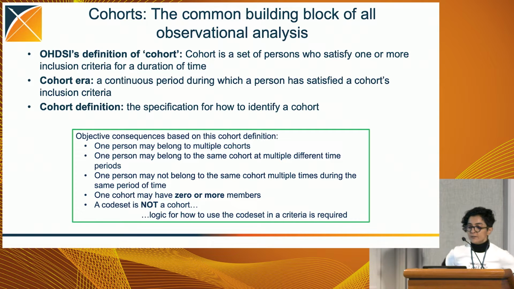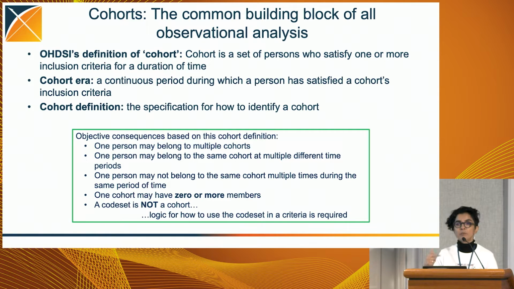So in OHDSI, we define a cohort as a set of persons who satisfy one or more inclusion criteria during a period of time. A cohort era is a continuous period during which the patients have satisfied those inclusion criteria. And what we call the cohort definition is how we put these Legos together to get that. So that specific definition has consequences, right?